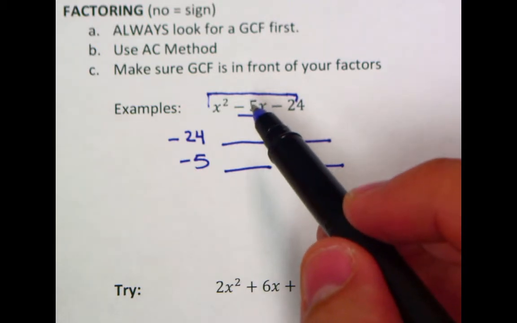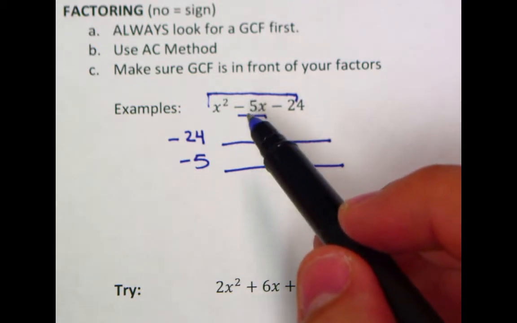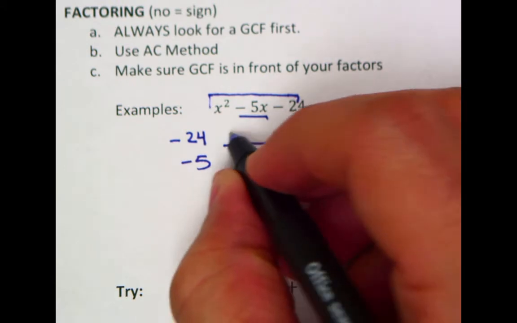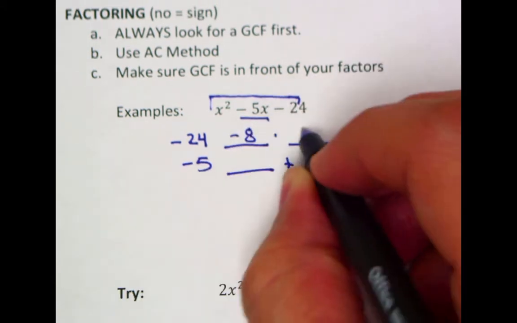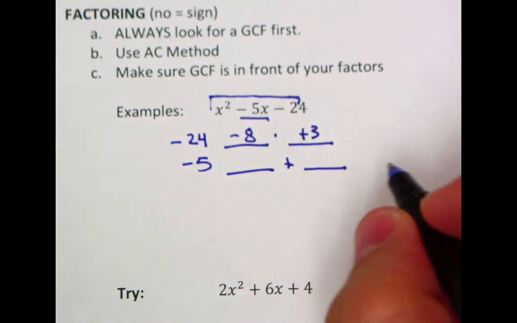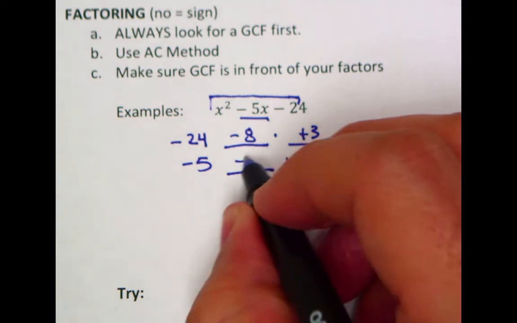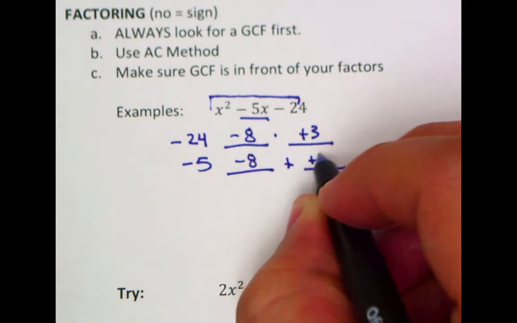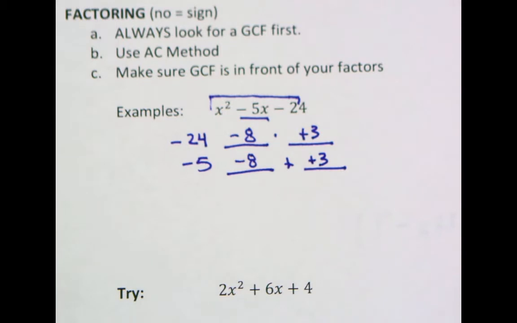8 and 3. How do we use 8 and 3 to get negative 5? Well, if we use negative 8 and then a positive 3, that's going to give me the negative 5 that I need. So negative 8 and positive 3 is negative 5.